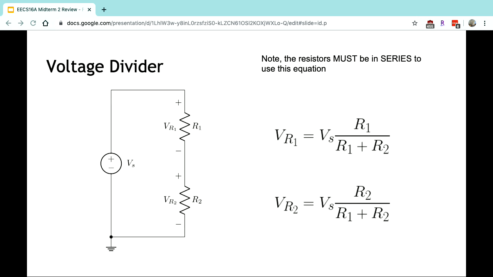Okay, a voltage divider. This is a very interesting circuit configuration that comes up a lot, so it's really good to know. What this is pretty much, we have two resistors dividing a voltage, therefore the name. And so we have the voltage across the second resistor, just the second one written right here. It's just the voltage source times R2 over R1 plus R2. Okay, and the same thing if we want the voltage across the first one.